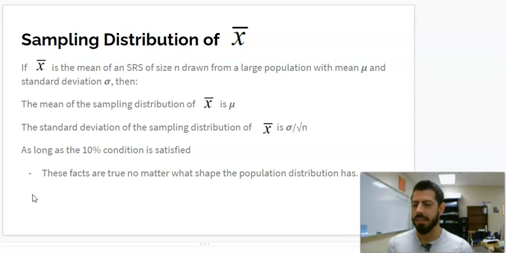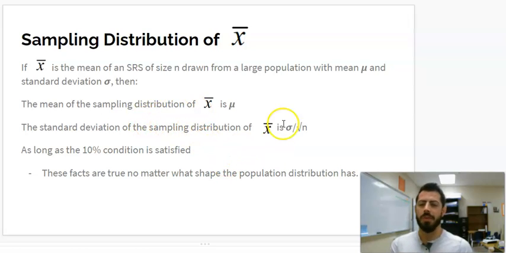Well, it tells us a lot of things. First of all, it tells us that if our sample mean is the mean of a simple random sample of size n drawn from a large enough population where the mean is mu and standard deviation is sigma, then the mean of our sampling distribution, x bar, is going to be equal to whatever the mean of the population, mu. So the mean of the statistic will be equal to the parameter.